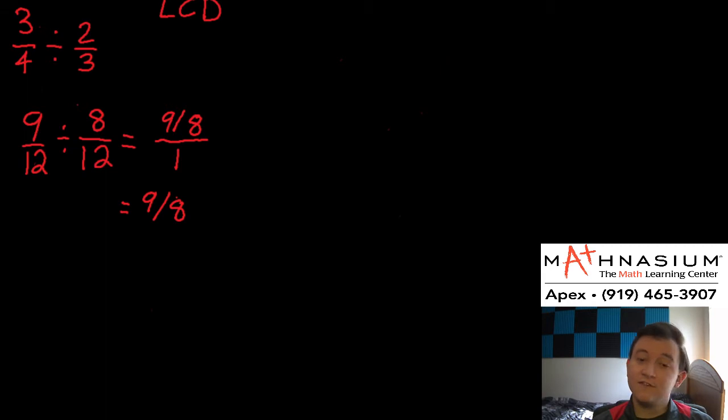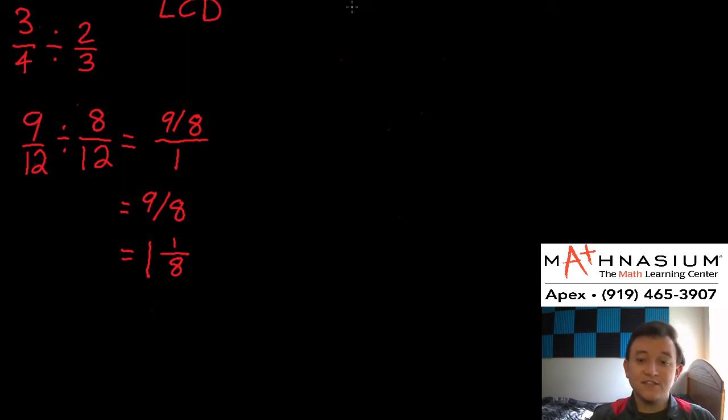And then the final step is to make this into a mixed number, because we don't like improper fractions. So how many times can 8 go into 9? 8 can go into 9 one time, with 1 left over, and since we were dealing with 8s, it's just going to be 1/8. And that's all that there is to the least common denominator method.